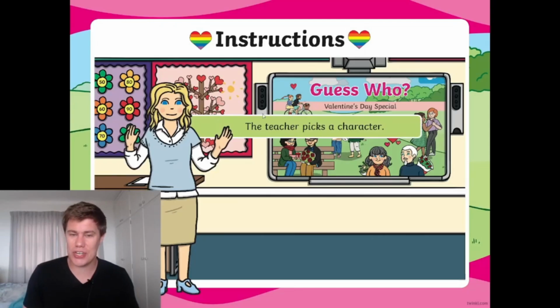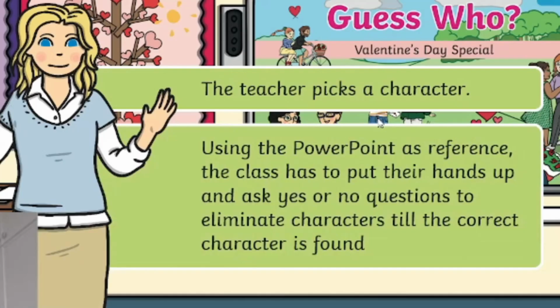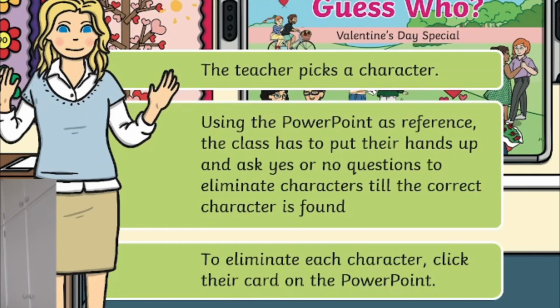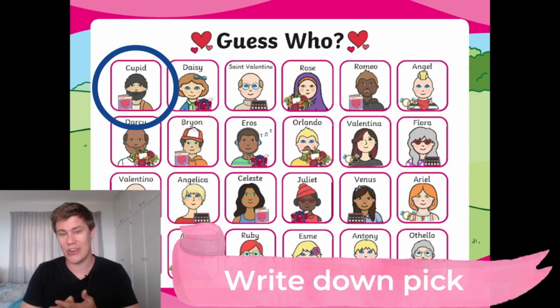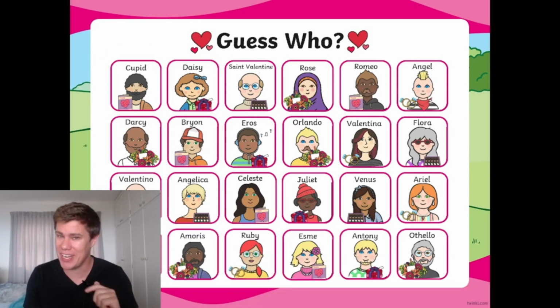Here are the instructions. The teacher picks a character. Using the PowerPoint as reference, the class has to put up their hands and ask yes or no questions to eliminate characters till the correct character is found. To eliminate each character, click on their card. I can pick one of these characters and I'll write it down. I can show the students later that I'm not lying to them.